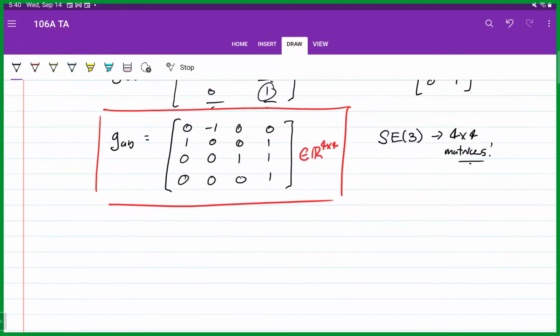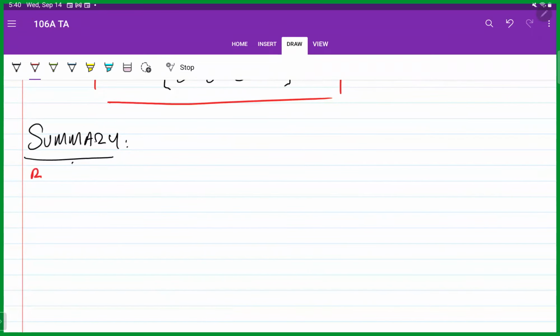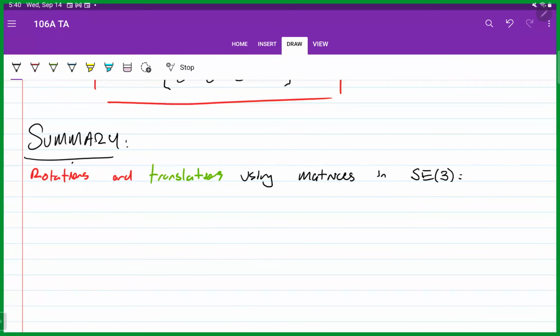All right, very cool. So let's just go ahead and summarize. Summary. Let's see what we learned so far. Okay, so we can represent rotations and translations using matrices in SE3. And those matrices will look like R, P, 0, 1, and that's going to be a real valued 4x4 matrix. So this R right here is just the rotation part, and then this P right here is just the translation part.